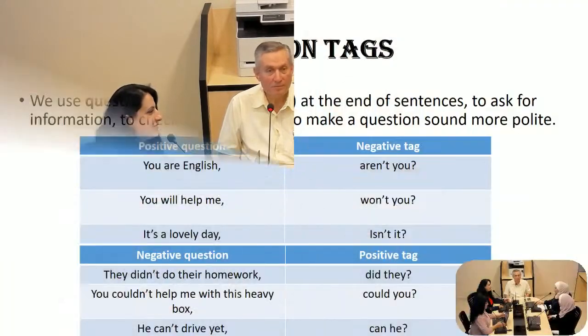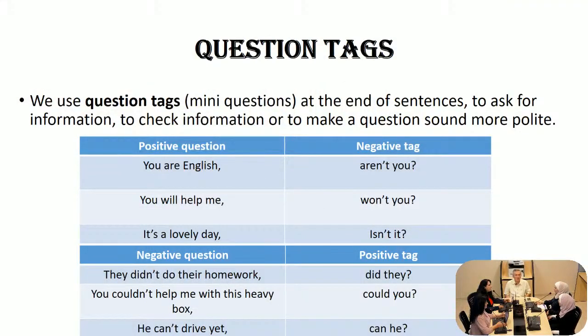Question tags. We use question tags, which are mini questions, at the end of sentences to ask for information, to check information, or to make a question sound more polite. A question tag depends on two things. The difference is in the tone of the voice. If it is low, I know the answer. If it is high, I want to check if it is correct or not.